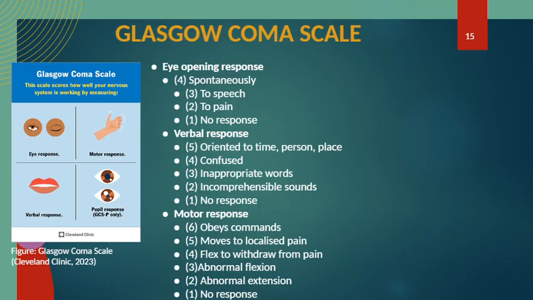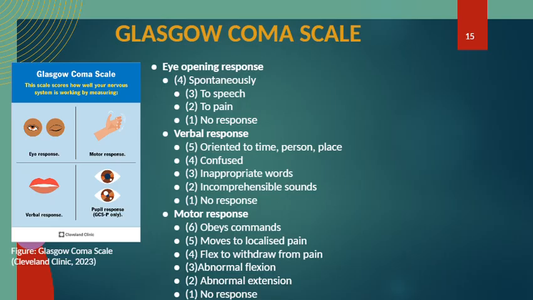Next is the verbal response, scored from 1 to 5. A score of 5 means the patient is fully oriented. They know who they are, where they are, and the time. A score of 4 indicates confusion or disorientation. A score of 3 means the patient uses inappropriate or random words. A score of 2 means only incomprehensible sounds, such as moaning. A score of 1 means no verbal response. This category helps us understand how well the patient's higher brain centers are functioning.